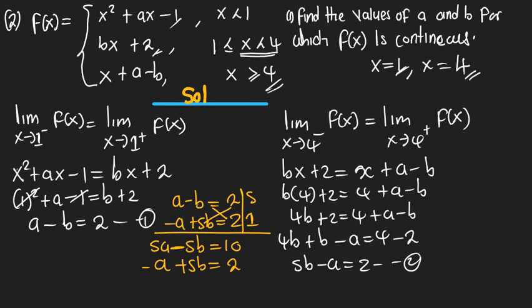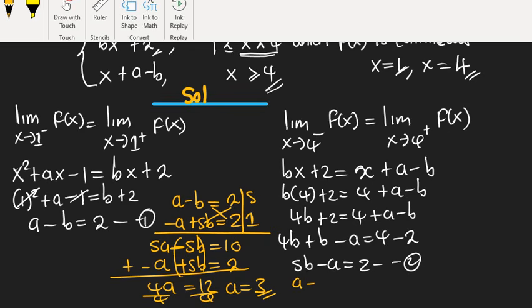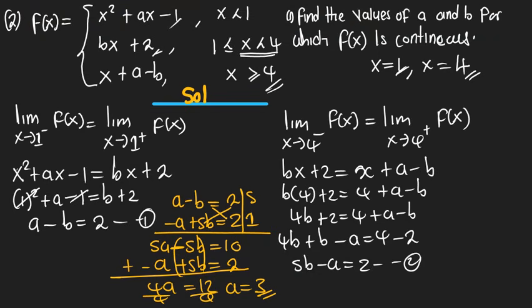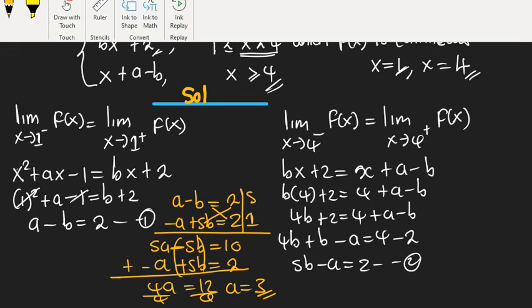As long as the signs here are different, just add them. 5b plus negative 5b will give you 0 if you add. 5a plus negative a is going to be 4a. This part will give you 12 if you add. Over 4, your a becomes 3. Then you can find your b. So your a is 3.